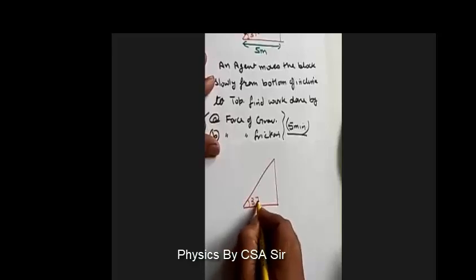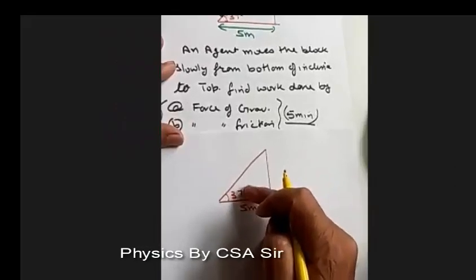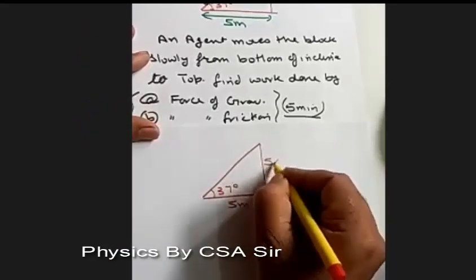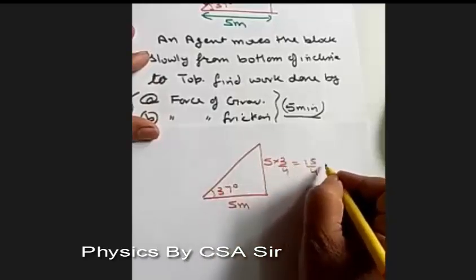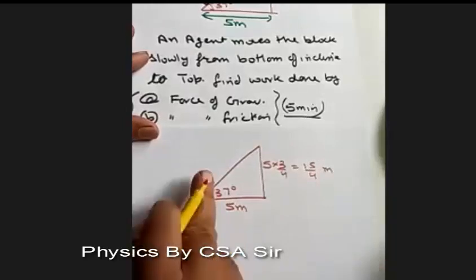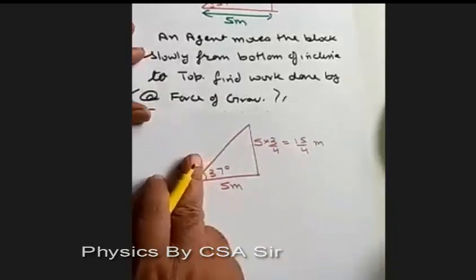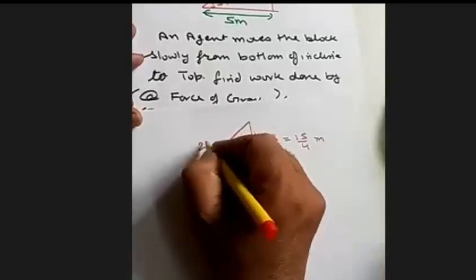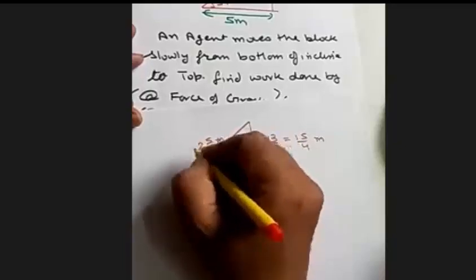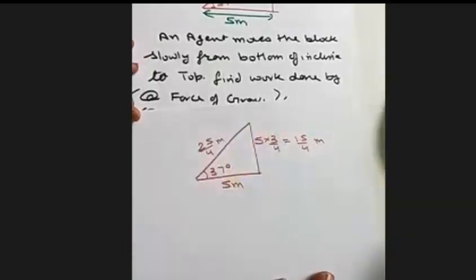This angle is 37 degrees. This was 5 meters. So this will be equals to 5 into tan 37. Tan 37 होगा 3 by 4. Here are 5 into 3 by 4. Or this will be 15 by 4 meter. This will be equals to 5 by cos theta. 5 by cos theta is 5 into 4 by 5. So 25 by 4. This is 25 by 4 meters. I know this triangle law.